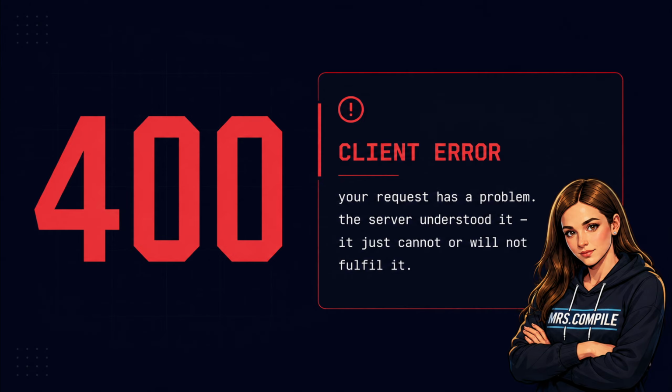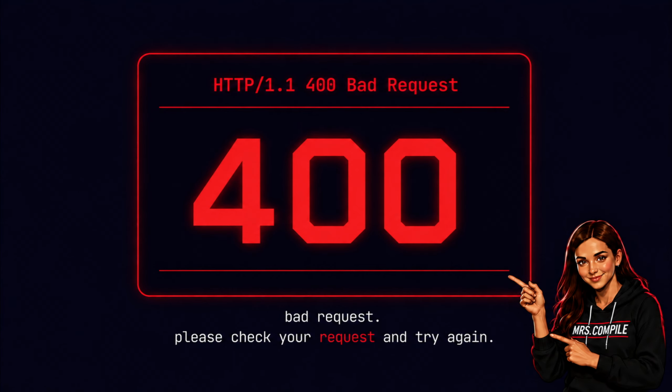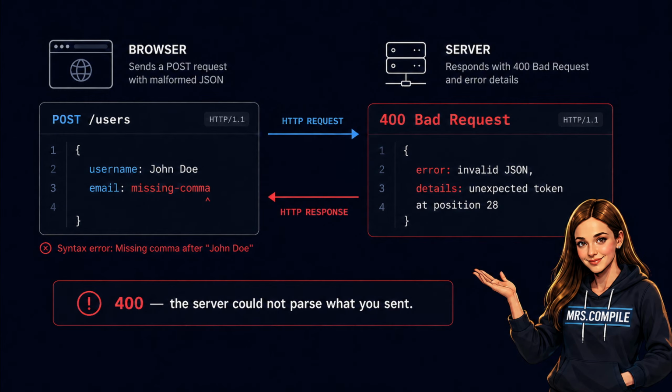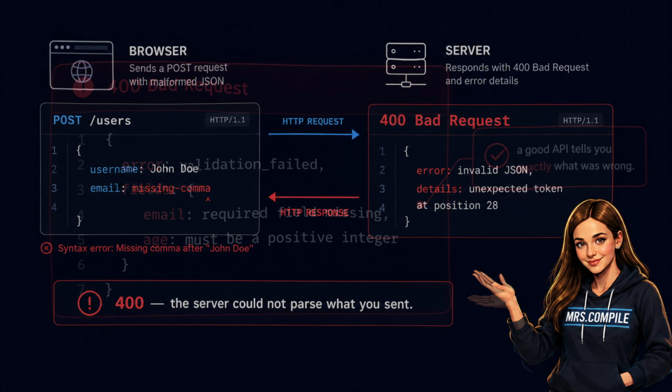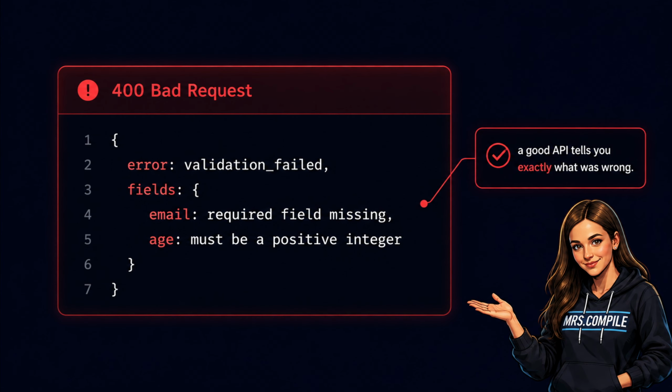400 means client errors. The problem is on your side. 400 means bad request. The server can't parse what you sent. Malformed JSON, invalid parameters, a request body that doesn't match the expected schema. The server isn't even getting to the logic. It can't understand the input. This is what you see when you call an API incorrectly.